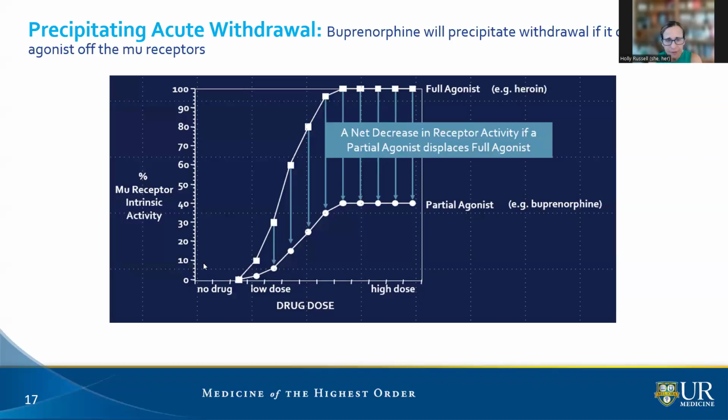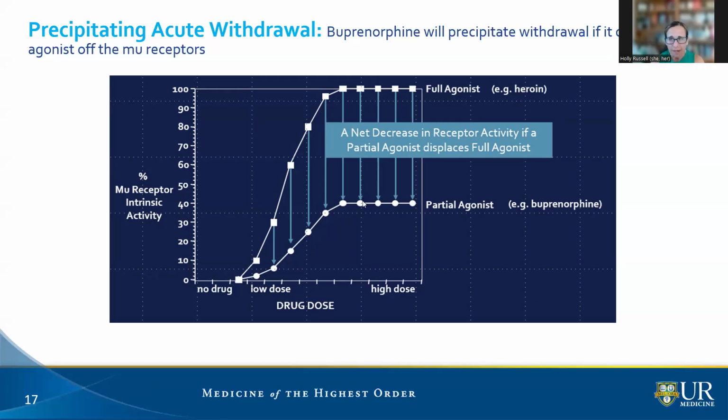So as you can see from this graph, remember buprenorphine is a partial agonist, so we're here at this kind of midway of the mu receptor activity. And heroin and fentanyl and oxycodone, all the others are full agonists. So if you're up here at the mu receptor activity and you suddenly get those receptors bonded to buprenorphine instead of heroin or fentanyl, you will have a very quick net decrease in the receptor activity. And this is what precipitated withdrawal is.